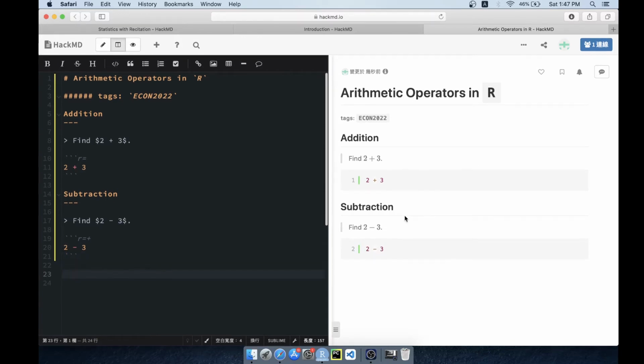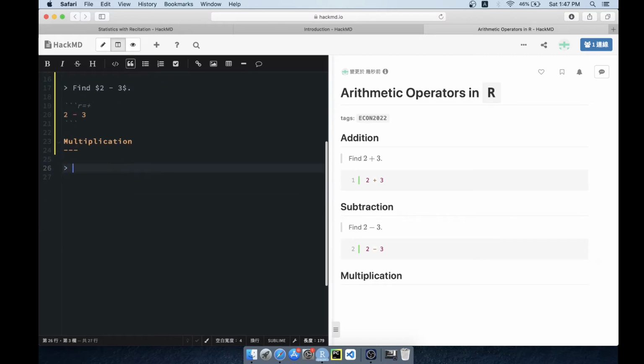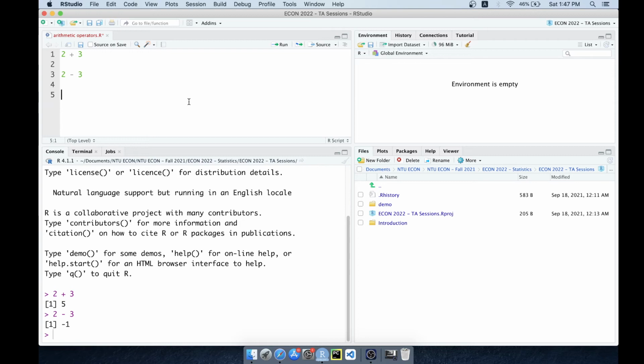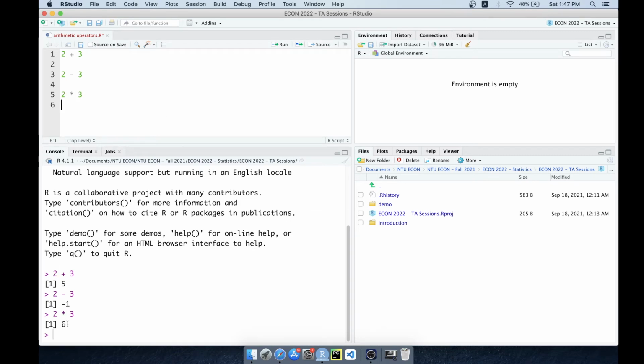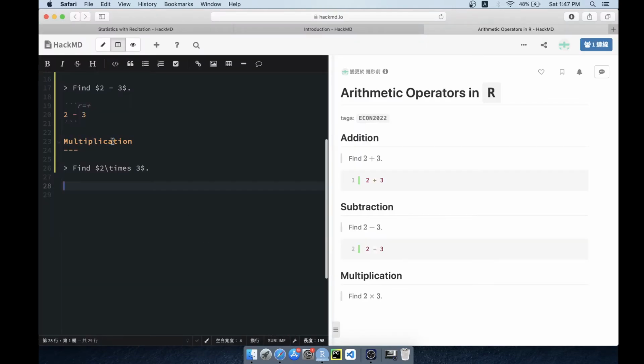Okay. And next, we're talking about multiplication. So we can see here, we see one example. Find 2 times 3. So how about in R? You can type it here, 2 times 3. We have a result 6. So we can find a result.